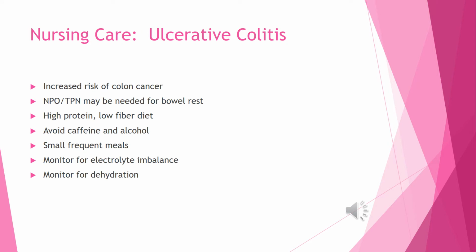So some things to know nursing-wise with ulcerative colitis is, there's an increased risk of colon cancer due to the irritation of the bowel. They may need to be NPO or have TPN to give the bowel a rest. They want a high-protein, low-fiber diet, and that low-fiber diet is just not to irritate that very reddened bowel. Avoid caffeine and alcohol for the same reasons. Also small frequent meals make it easier to digest, and obviously monitor for electrolyte imbalance and the dehydration due to the massive amount of diarrhea that these patients have.